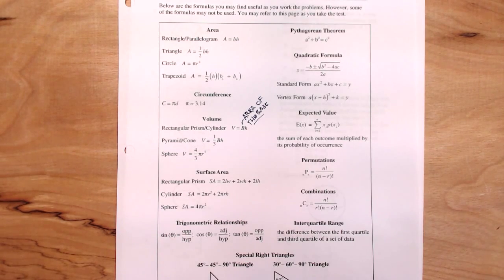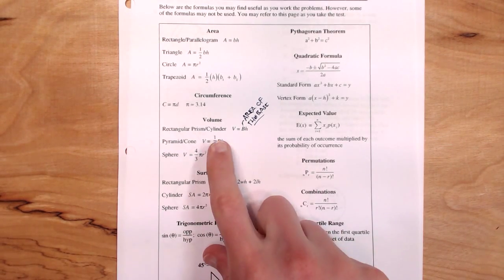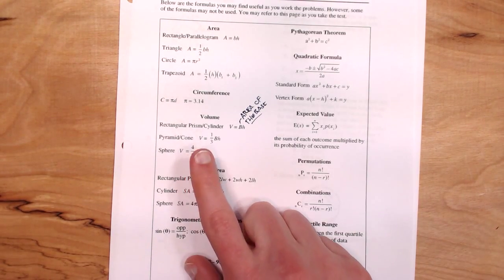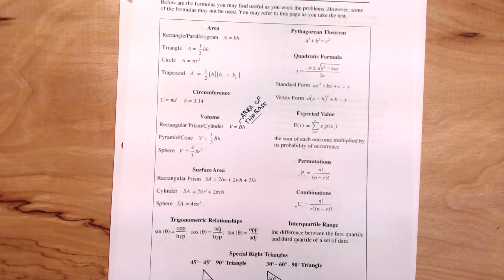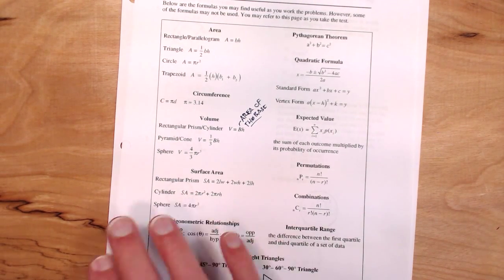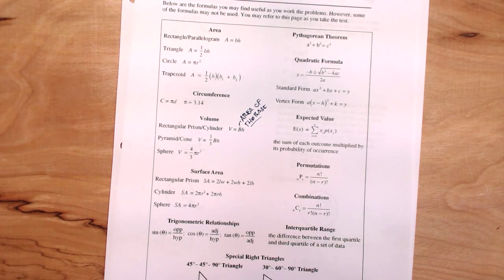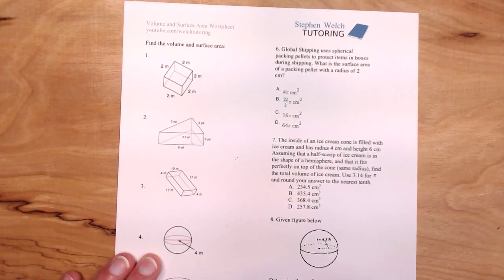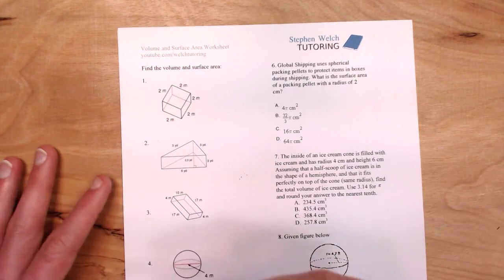Next they have the volume of a cone, that's kind of cool. 1/3 B H, and again, B is the area of the base. And they give you the volume of a sphere. They also give us the surface area of a rectangular prism, that's a fancy word for a box. They give us the surface area of a cylinder and the surface area of a sphere. Great, okay, so we have a lot of formulas. This is probably one of the most formula-heavy areas on the test. So this one shouldn't be too bad.